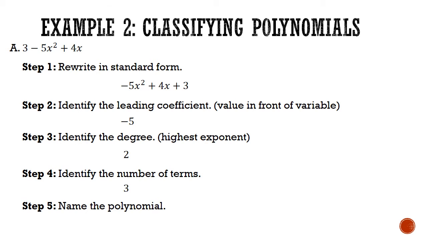Then we're going to name it. It has a degree of 2, so it makes it quadratic, and it has 3 terms, so it's a trinomial. So this is a quadratic trinomial. Let's look at another one.